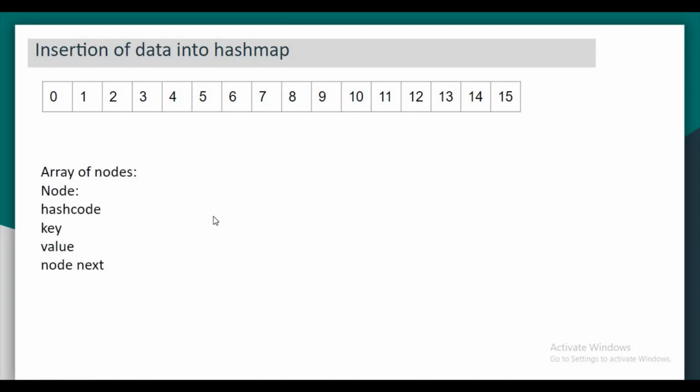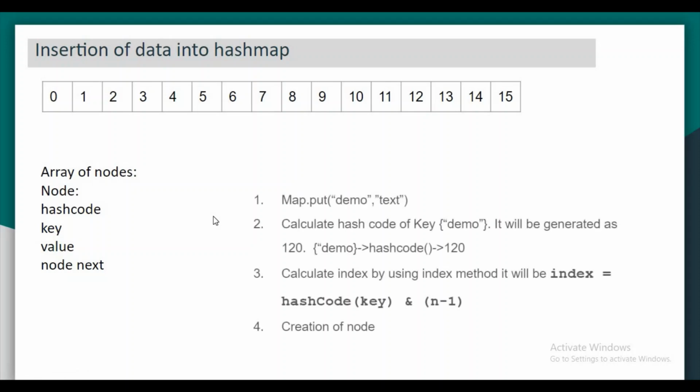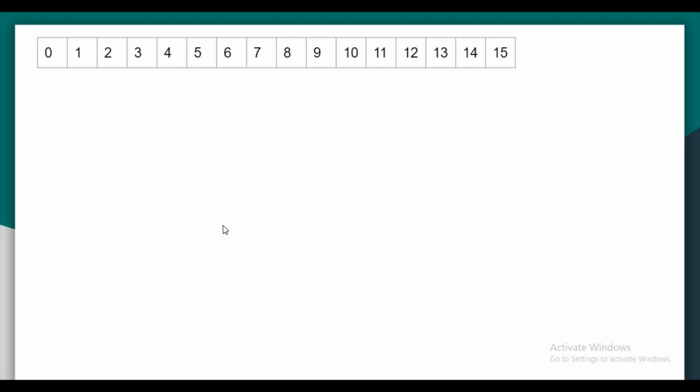There are some steps for inserting data into HashMap, guys. First, when we try to insert data into HashMap, it will calculate the hashcode for this key. After calculation of the hashcode, it will calculate the index value based on this formula: hashcode of key ampersand n minus 1. Based on this formula, it will calculate the index. Then it will insert this data into the HashMap. Now, I will explain this in detail.